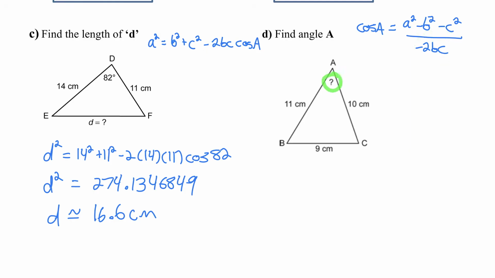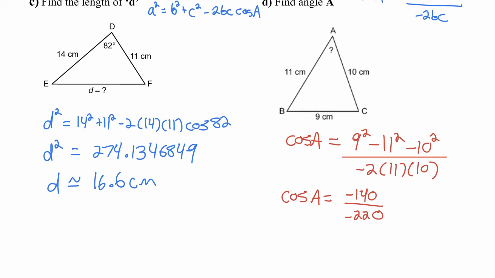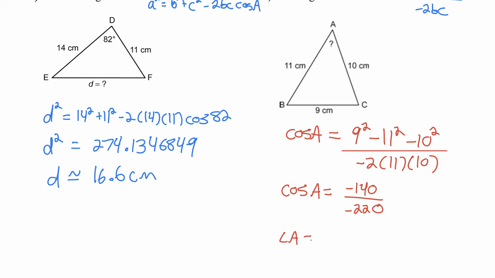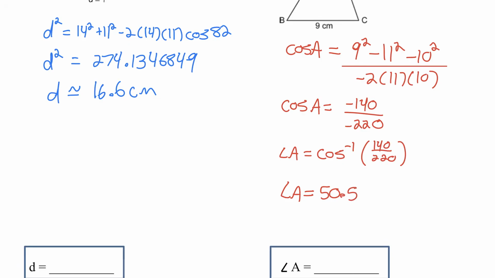So if I want angle A, I would say cosine of A equals, the side opposite from A has to come first, so 9 squared, minus the squares of the other two sides. The order of those two doesn't matter. So minus 11 squared minus 10 squared, divided by -2 times those other two sides, 11 and 10. Simplifying the numerator gives me -140, and simplifying the denominator gives me -220. So I just have to do inverse cosine of that ratio to solve for angle A. And I get about 50.5 degrees.